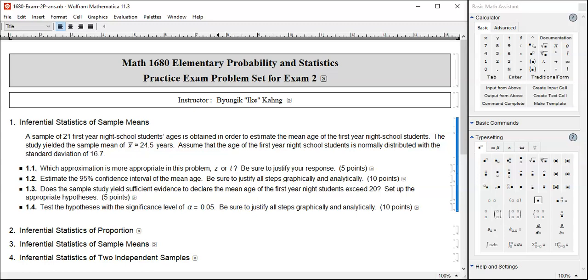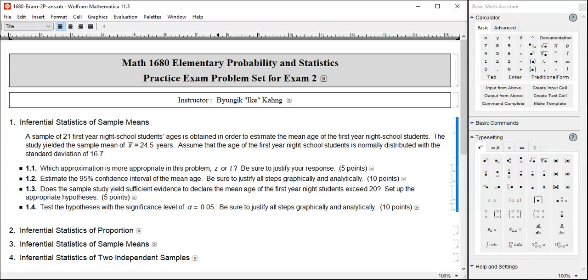A sample of 21 first-year night school students' age is obtained in order to estimate the mean age of the first-year night school students. The study yielded a sample mean of 24.5 years. Assume that the age of the first-year night school students is normally distributed with a standard deviation of 16.7. Now, under this assumption, we have to answer these problems. Which approximation is more appropriate in this problem, Z or T?